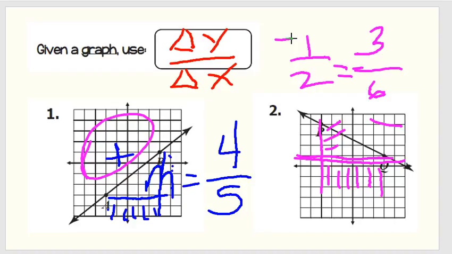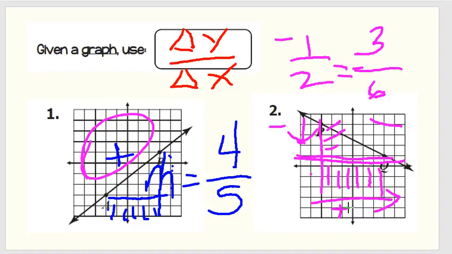Well, we started at our y and we went down. That's a negative. And then we went to the right. That's a positive. So a negative over a positive is a negative. So you can think about that when you're doing your slope, or you can just look at the line on a graph and say, hey, that's a negative slope, negative number in front.